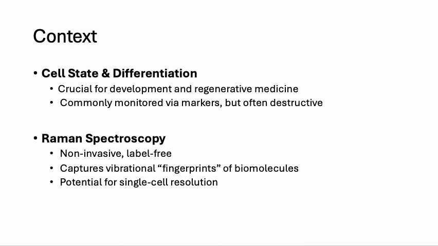To set the stage, let's talk about why cell state and differentiation are so important. During development and for regenerative medicine, researchers must determine if stem cells remain pluripotent or if they have begun to differentiate. Typically, we rely on genetic markers or staining to check cell state, but these can be destructive or endpoint based. In contrast, Raman spectroscopy is non-invasive and label free, which provides a vibrational fingerprint of biomolecules such as proteins, nucleic acids, and lipids within living cells.